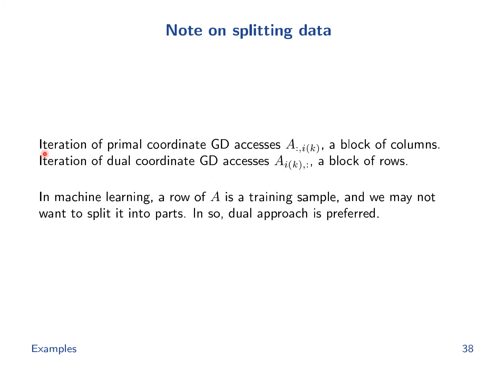Perhaps you have noticed that in primal coordinate gradient descent, updating each primal variable block requires access to the corresponding column block of A. In dual coordinate gradient descent, to update a dual variable block, we need access to the corresponding row block of matrix A. Now, in machine learning, every row corresponds to a training sample, so we may not want to split that sample into smaller parts. Therefore, the dual approach is preferred because it does not break a row into smaller parts.